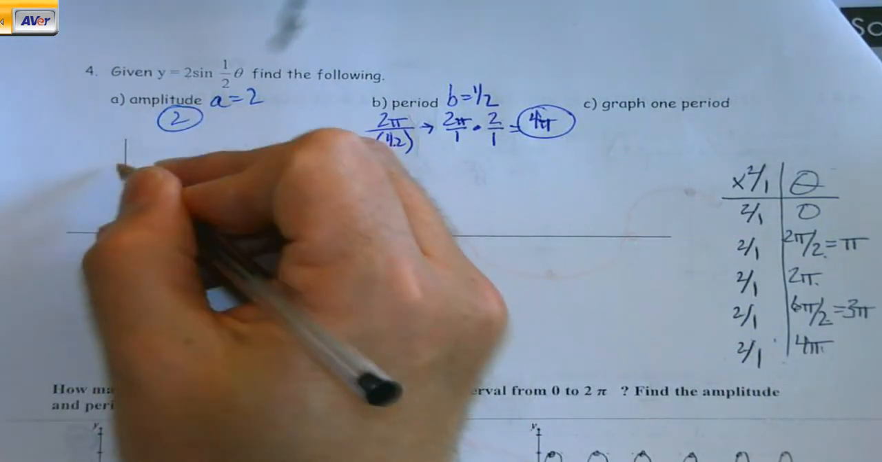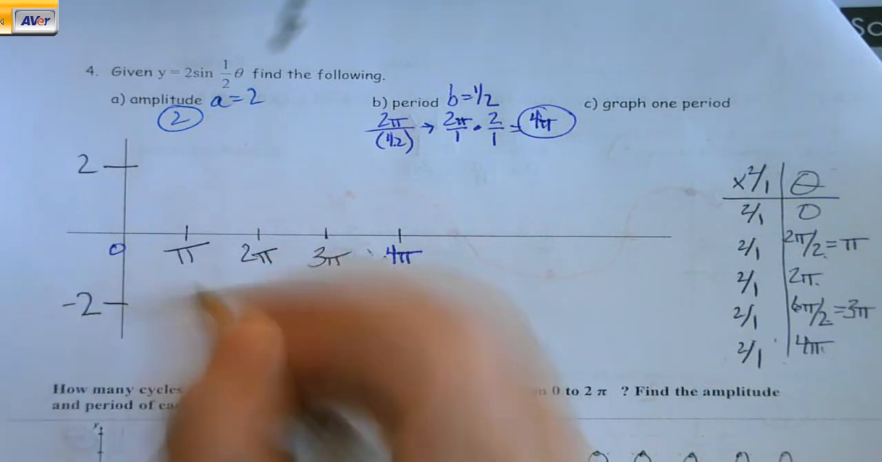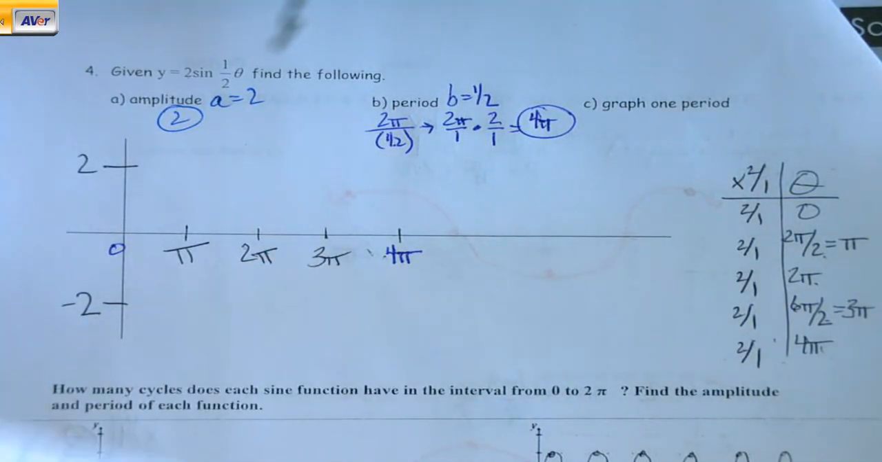I know because of my A value, I know what my max and my min values are going to be. Pull out my sine graph.